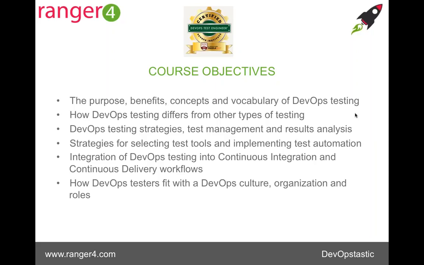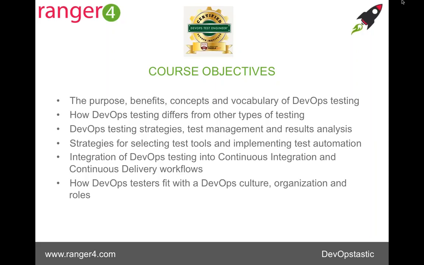And also there is the whole part of DevOps around shifting left and never letting a known defect pass downstream. Having solid testing practices and automation are really essential to increasing that flow and ensuring quality is built in right from the start. So you can see here the course objectives are around learning the purpose and the benefits and the concepts of the vocabulary around DevOps testing. So that is things like shifting left, like we've just discovered.